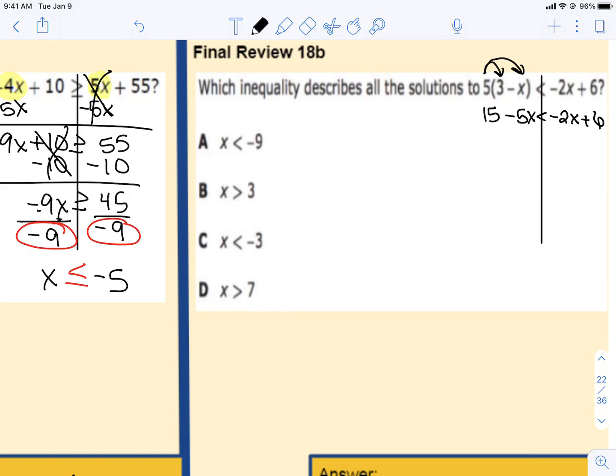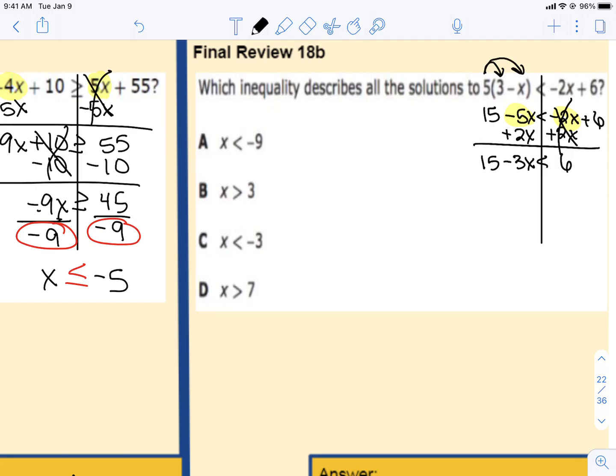Again, I have variables on both sides. I want to get it to just one side. So I am going to add 2x to both sides. I feel like moving everything to the left is easier for everybody. So I have 15, negative 5x plus 2x is a negative 3x, is less than negative 2x plus 2x, which zeroes out, and I drop down the 6.